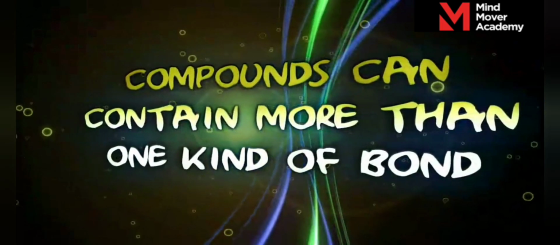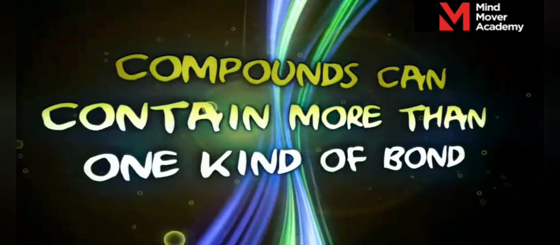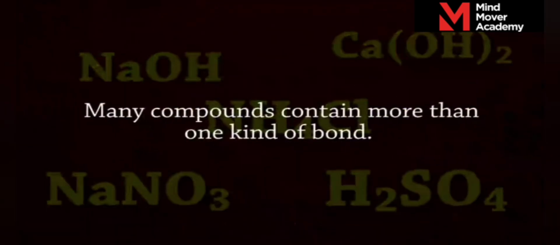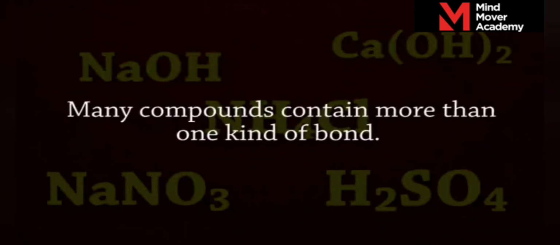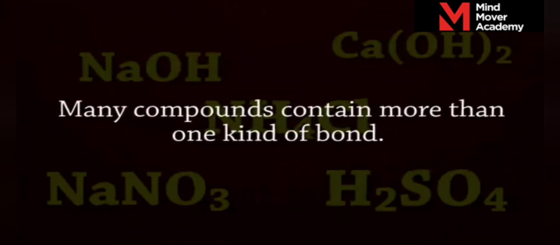Compounds can contain more than one kind of bond. Many compounds contain more than one kind of bond. Some common examples are as shown here.